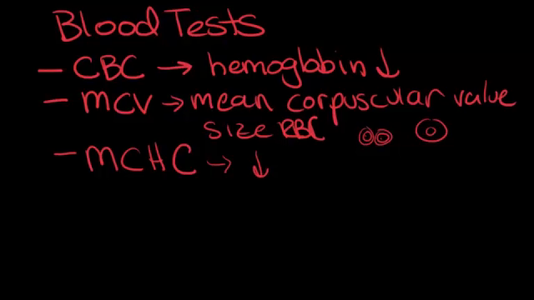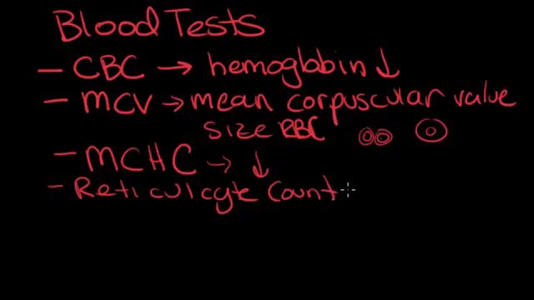Next, you have more specialized tests, and one of these is a reticulocyte count. And what a reticulocyte is, it's a very young, immature red blood cell. And so you'll see a lower value on this, and that could be indicative of a problem with hematopoiesis in the bone marrow. The bone marrow is struggling to get blood cells out.